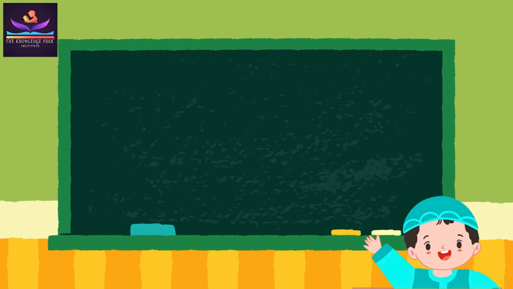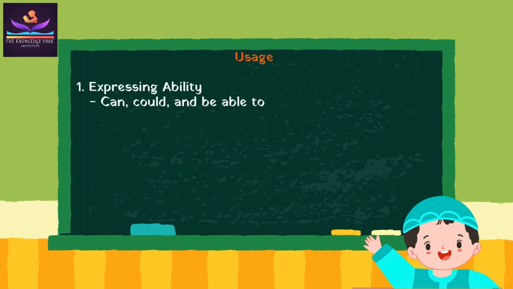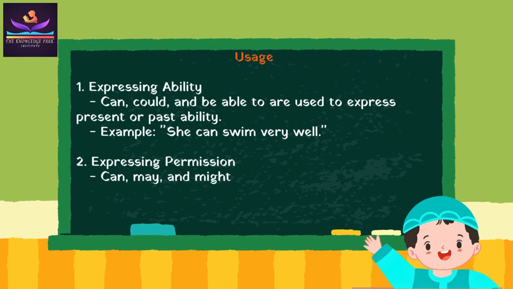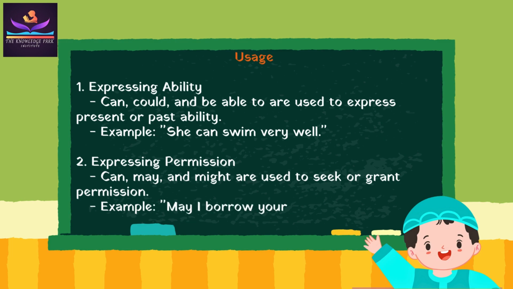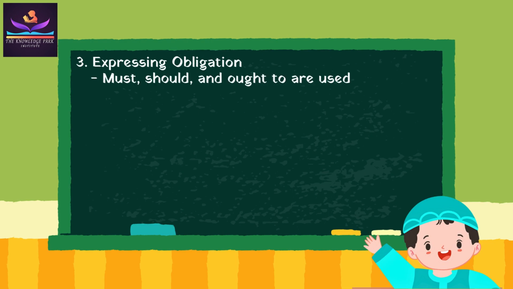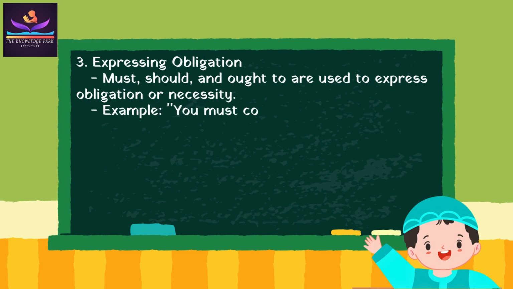Uses. 1. Expressing ability: can, could, and be able to are used to express present or past ability. Example: She can swim very well. 2. Expressing permission: can, may, and might are used to seek or grant permission. Example: May I borrow your pen? 3. Expressing obligation: must, should, and ought to are used to express obligation or necessity. Example: You must complete your homework before watching TV.